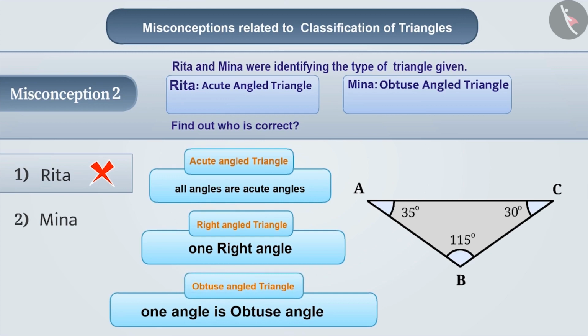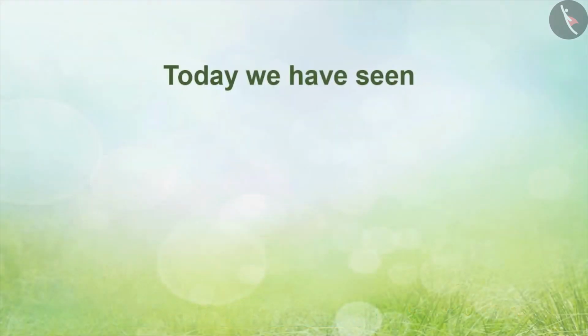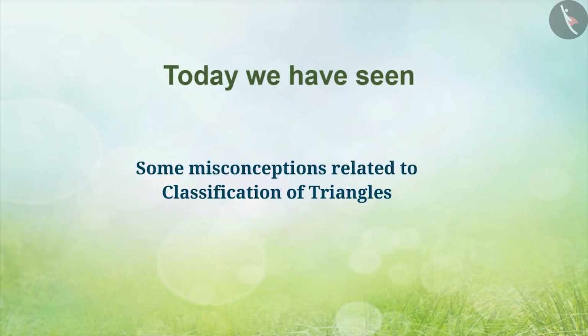In this way, here we see that in this triangle, angle ABC is equal to 115 degrees, which is an obtuse angle. Therefore, this triangle is an obtuse angle triangle. This means the correct answer is option 2. So, today we have seen some misconceptions related to classification of triangles.